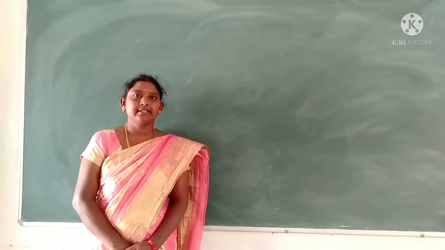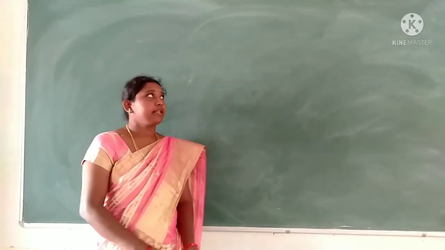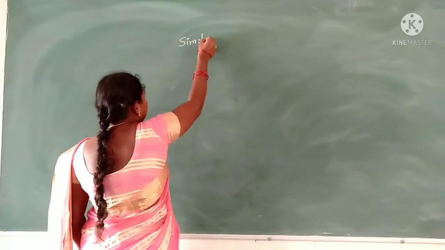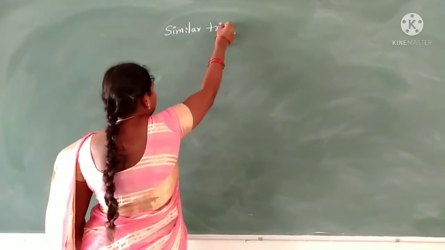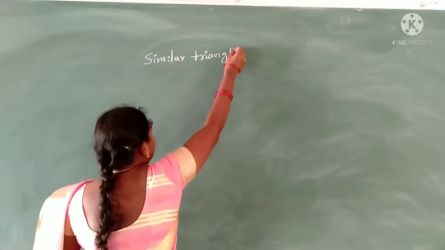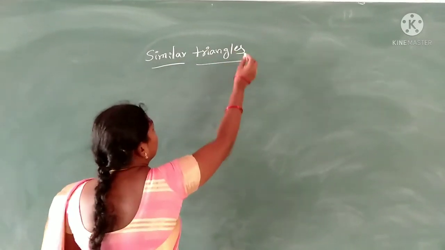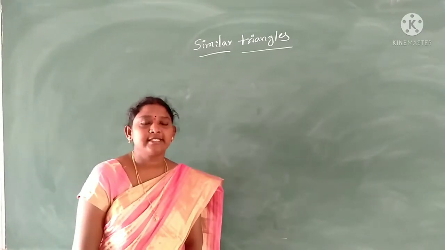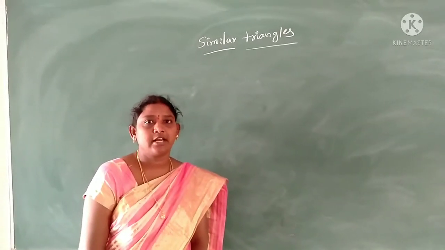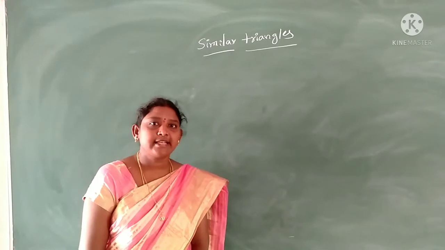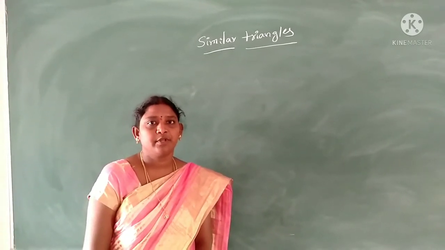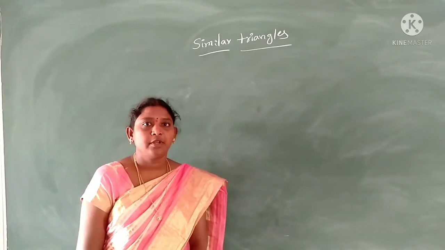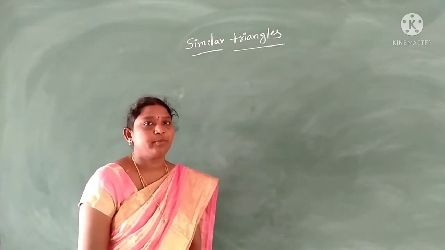Today we discuss the chapter Similar Triangles. In the previous class we discussed similar figures and congruent figures and exercise 8.1 problems. Today we discuss the exercise 8.2 problems. Now we are going to an example problem.